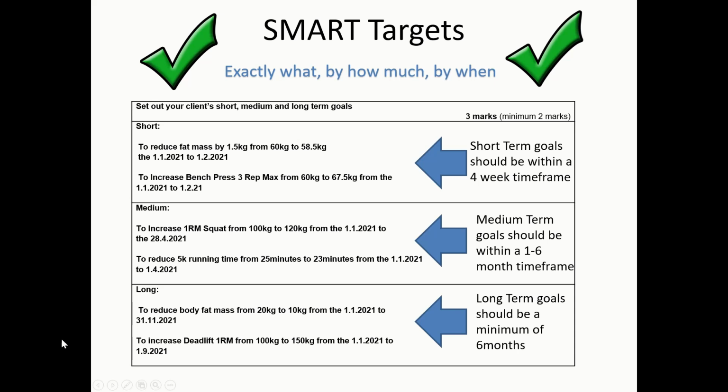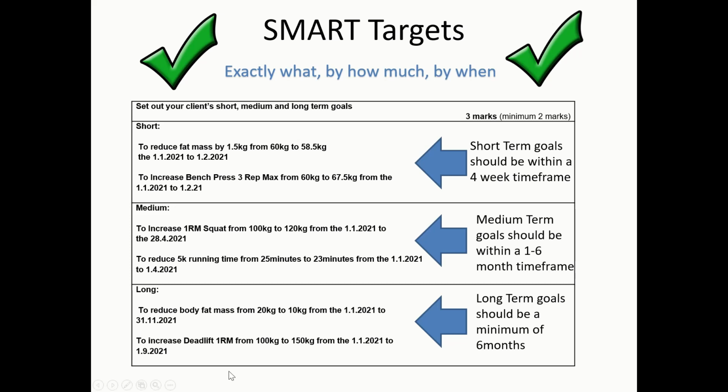So if we look at the first one here, we've got to reduce body fat mass from 20 kilos to 10 kilos. So that's a loss of 10 kilos of fat mass from the 1st of the 1st 2021 to the 31st of the 11th 2021. So we've got almost a year there to make a drastic difference to somebody's fat mass and hopefully their body composition over the course of that time.